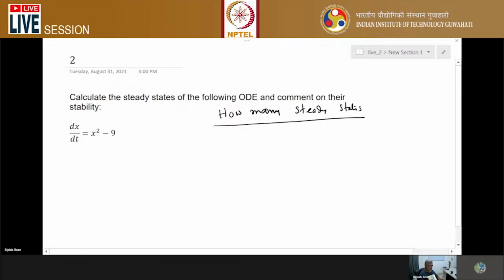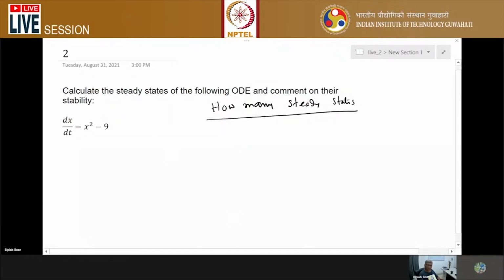Okay, I don't see any answer coming. So let us see how I will proceed. If I have any problem where I have to find the steady states algebraically, that means the derivatives with respect to time of all dependent variables should be equal to 0. In this problem, I have only one dependent variable, that is x. So I have to make its derivative with respect to time equal to 0. So for steady state, I write dx/dt equals 0.